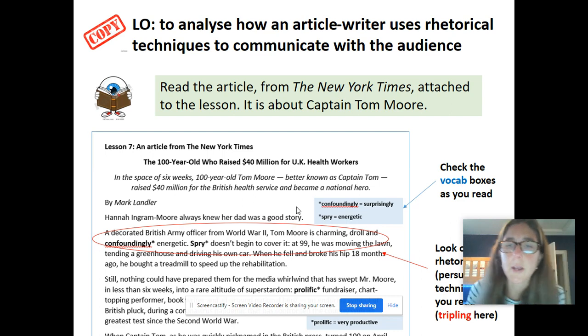I'm just going to pause there for a minute because I just want to point out to you that there are some vocab boxes there on the right, slightly blue, with words in that you might find difficult, so you can have a look at those.